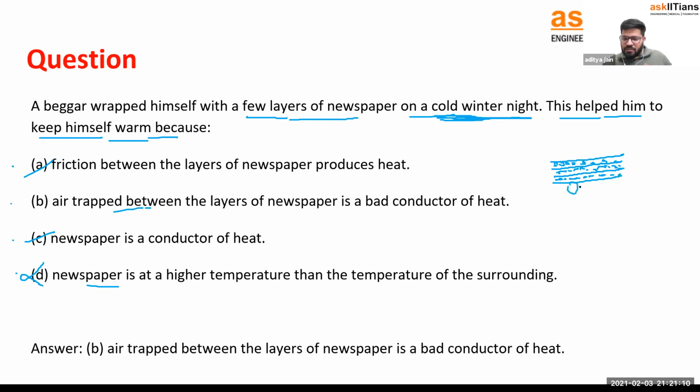Suppose this is the man who was sleeping here. This man has a higher temperature than the surroundings. Yes, the normal body temperature is around 37 degrees centigrade. So this temperature is higher in comparison to the surrounding temperature. So when he has wrapped himself with a newspaper, what has he done? He is at a higher temperature than the surroundings, but now heat will not flow into the atmosphere, because if there was no newspaper, heat from the body of the person should easily flow from the person to the surroundings, from a higher temperature or hot body to a cold body.